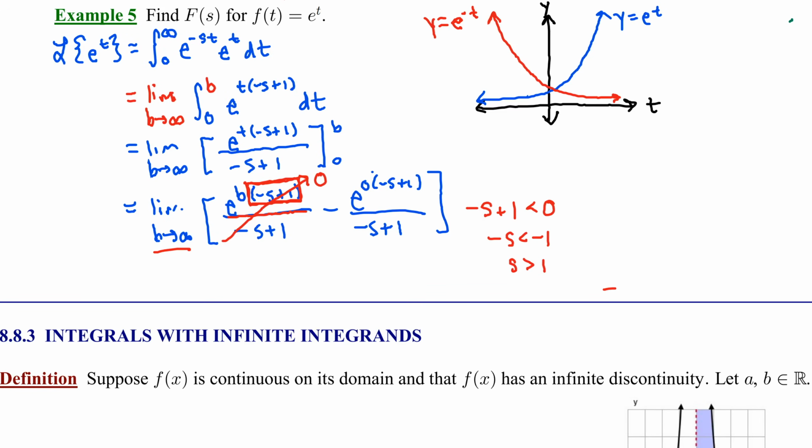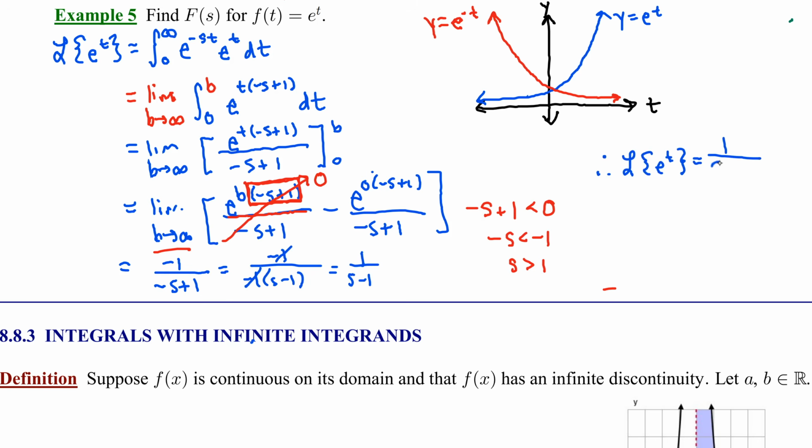Simplifying the other term, which is not dependent on b, we have e to the 0th power on top, which is 1. We have negative 1 over negative s plus 1. If we simplify this by factoring a negative out of the denominator, we could very easily write that as 1 over s minus 1. Therefore, the Laplace transform of e to the t is 1 over s minus 1 provided s is greater than 1. The integral converges when s is greater than 1.